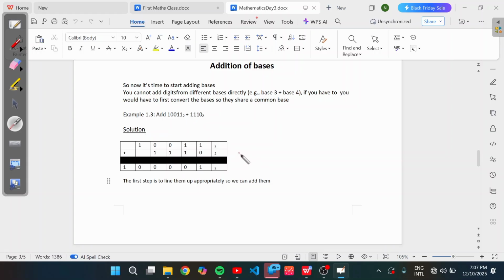So the first step is obviously to what? Align them or line them up appropriately so that it won't be like maybe you put your 1 here instead of putting it here, or you started writing the numbers from here. So that's basically what the lining up means. Okay, now let's follow the document.